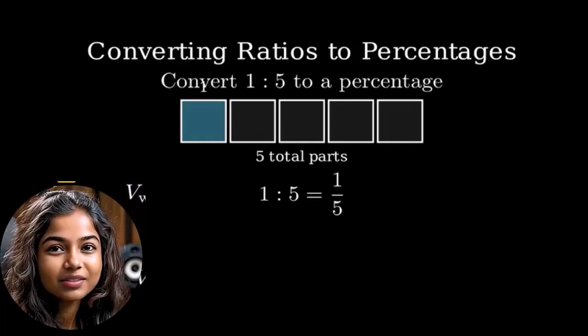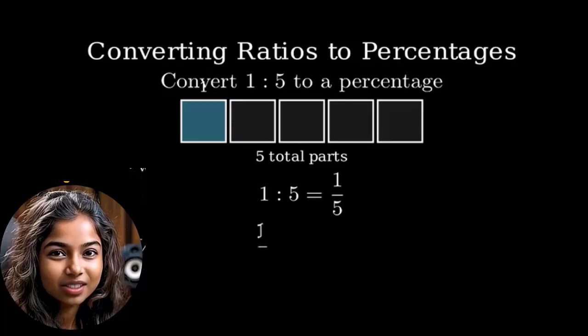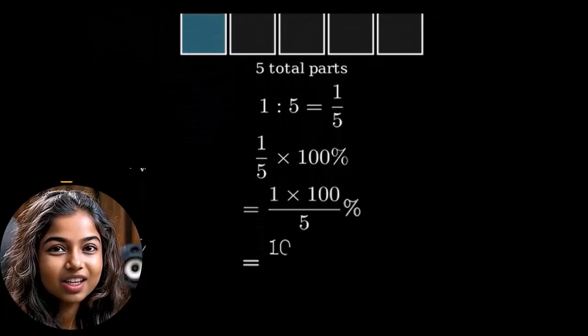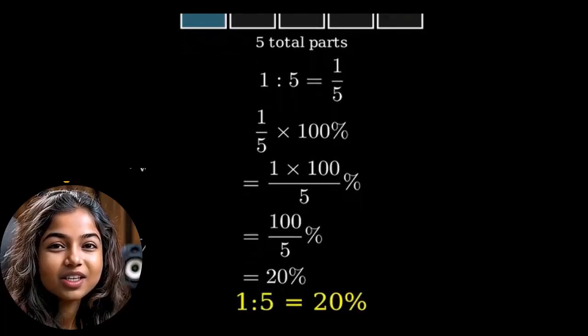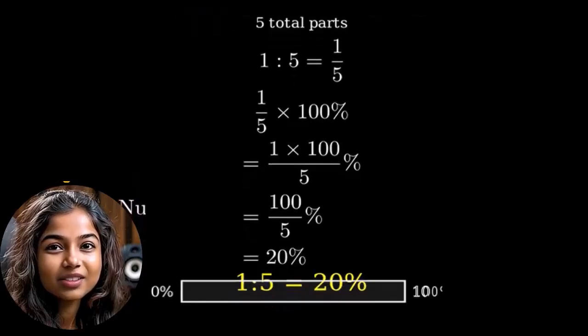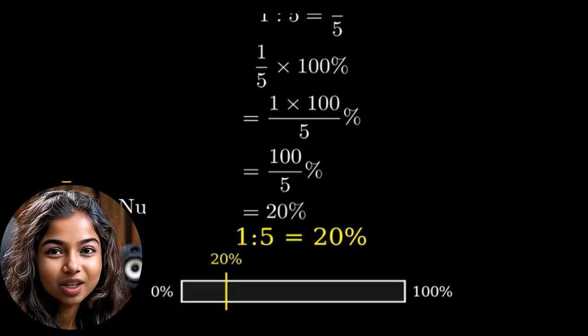Next, to convert a fraction to a percentage, we multiply by 100%. This gives us 1 over 5 times 100%. Let's solve this step by step. Therefore, the ratio 1 to 5 is equal to 20%. Let's visualize 20% another way. Here's a percentage bar from 0 to 100%. 20% marks 1/5 of the way across the bar, just like our original ratio of 1 to 5.